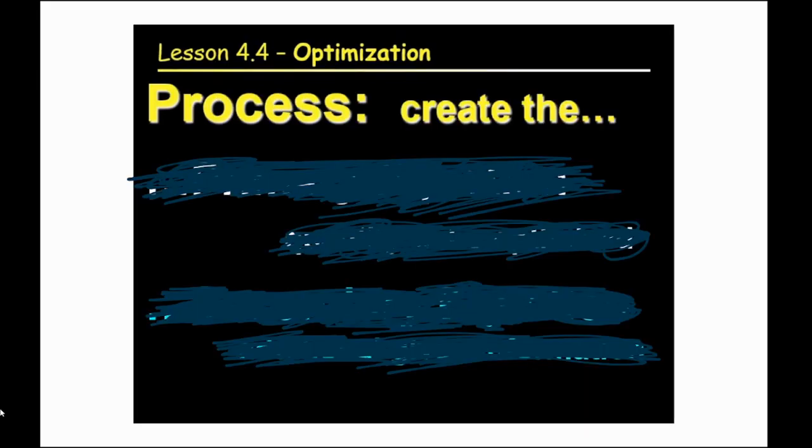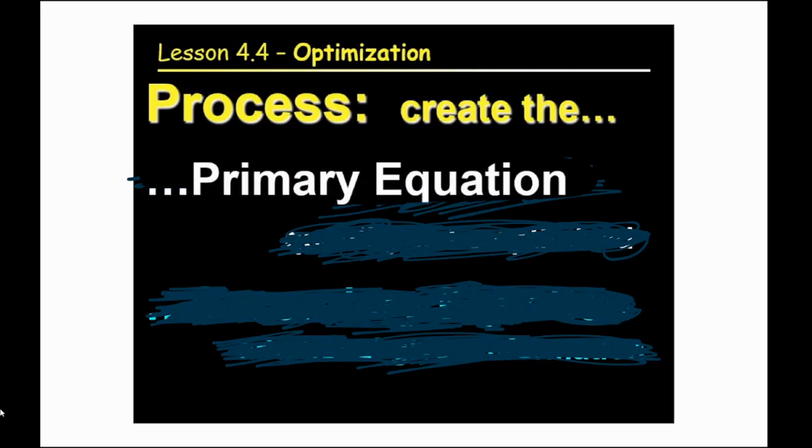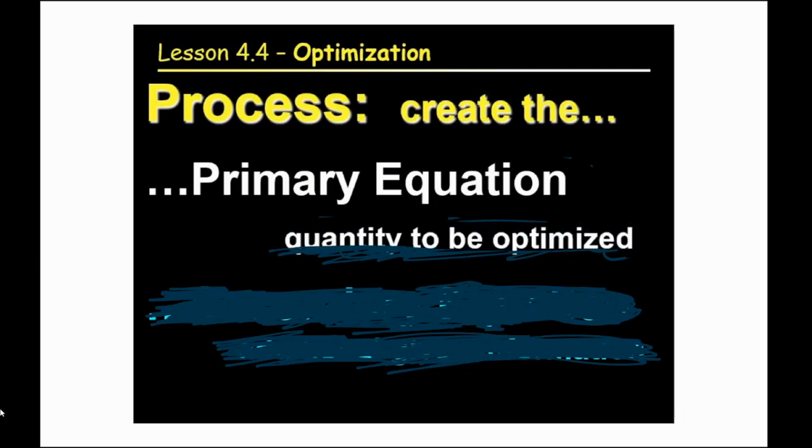Now, to come up with these equations, it turns out that the way the problems are set up is that we're going to follow a process. The process is that we're going to first create a primary equation. The primary equation is going to be the equation that we're trying to optimize. It's going to be the quantity. It's going to be the word. It's going to be the geometry idea that we're trying to optimize. So we'll make that the primary equation.